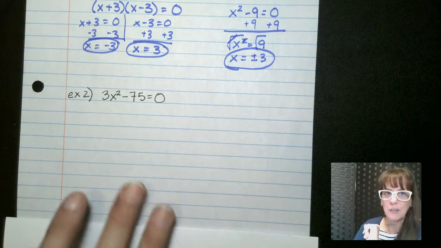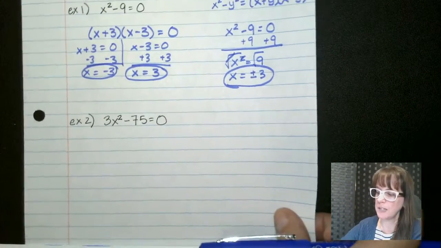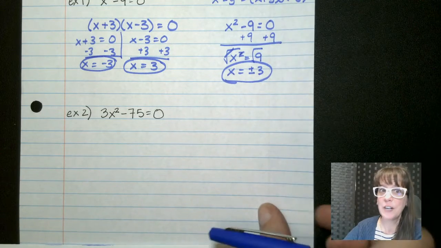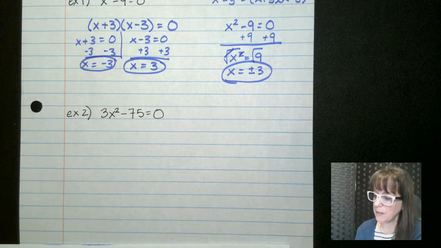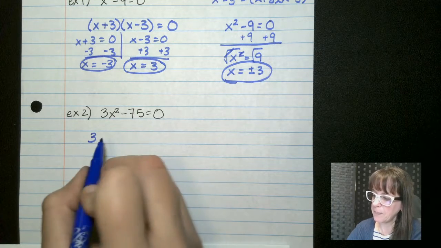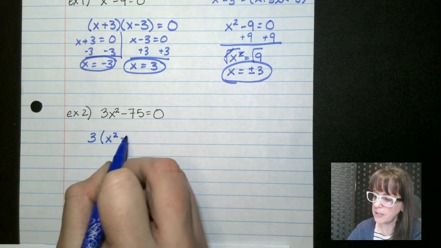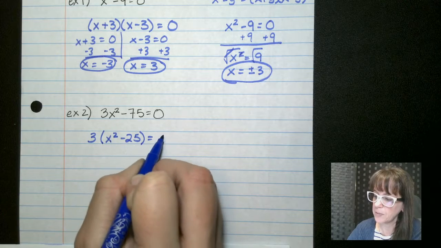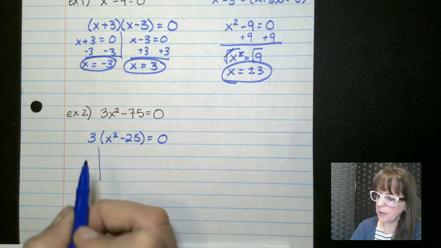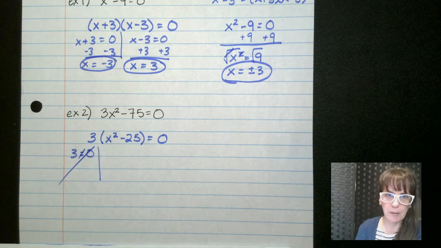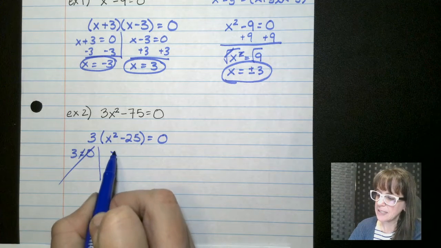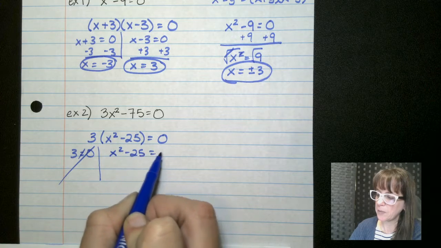If you look at this and you think, oh gosh, this looks like it could be difference of squares. However, notice that these are not perfect squares. Always ask yourself if you can factor something out. And it looks like we can get rid of a 3. If we do that, we're left with x squared minus 25 equals 0. So using our zero product property, we have 3 equals 0. That's not true, so that just goes away. We don't care about that. But now what we have is x squared minus 25 equals 0.